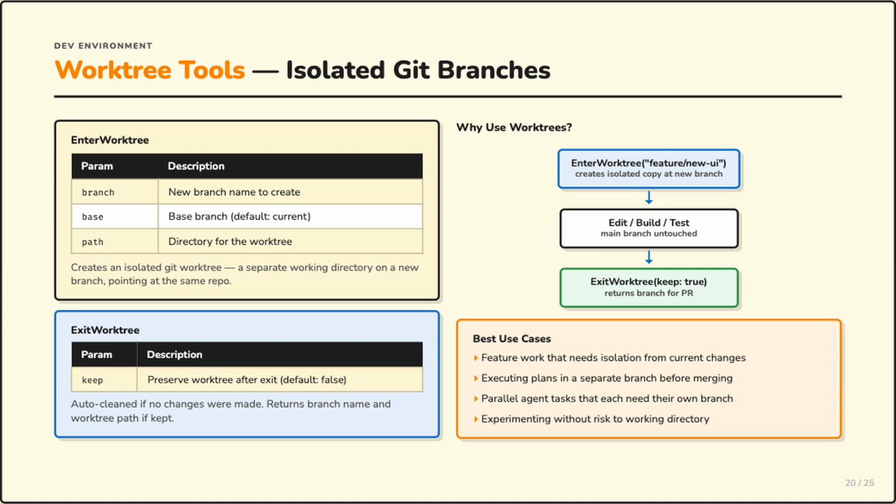Exit worktree closes the worktree. If you set keep to true, the branch and worktree are preserved for you to create a pull request from. If no changes were made, the worktree is automatically cleaned up. The main use cases are feature work that needs isolation, executing plans in a separate branch, and running parallel agent tasks that each need their own branch.